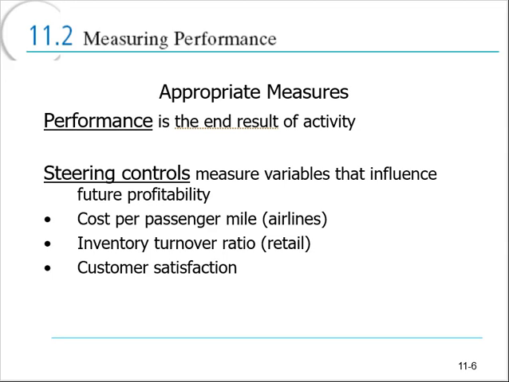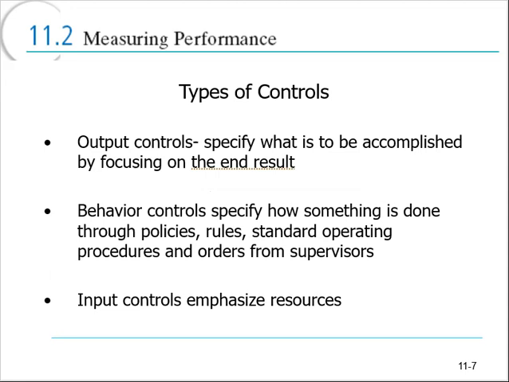The first are called steering controls. So these are variables that influence the future profitability of the organization. Here are some examples. If there's an airline, maybe it's the cost per passenger mile. If you're in retail, maybe you're looking at the inventory turnover ratio, customer satisfaction, a number of variables that you can pick and identify that you want to measure. And as you're doing your evaluation, you're going to measure these particular components and see how your strategy is delivering on them.